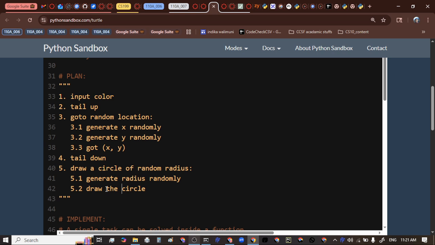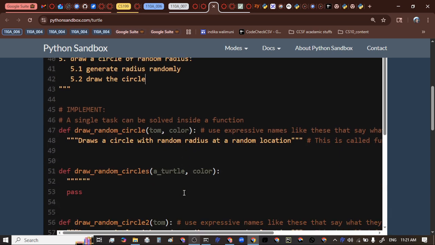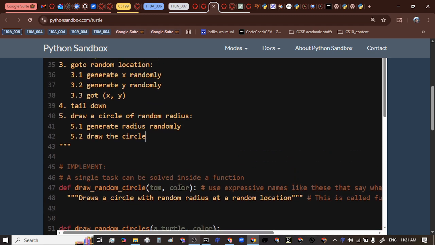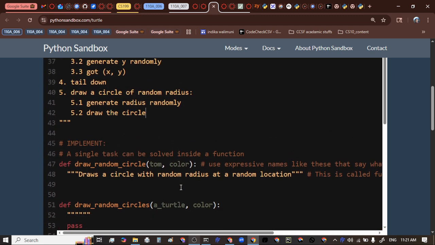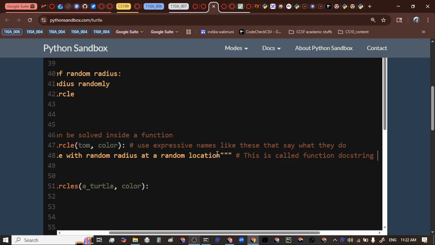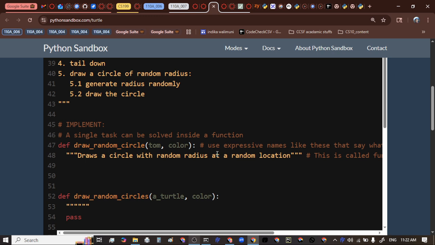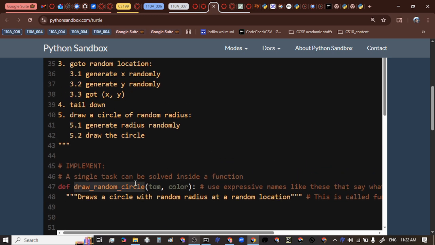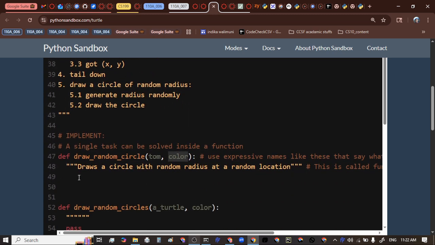All right. So let's now translate this algorithm to code, okay? So I already have the docstring written, okay? So line number 1, translation, okay? So color is the input, okay?